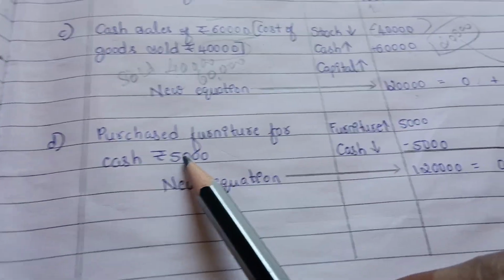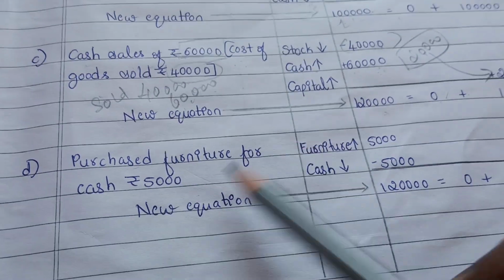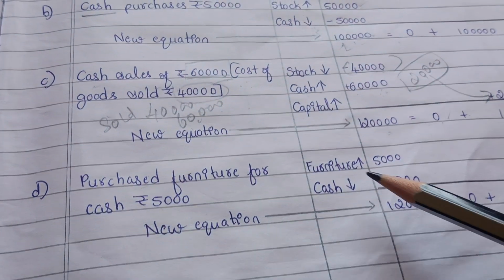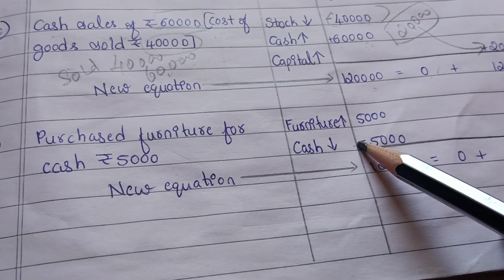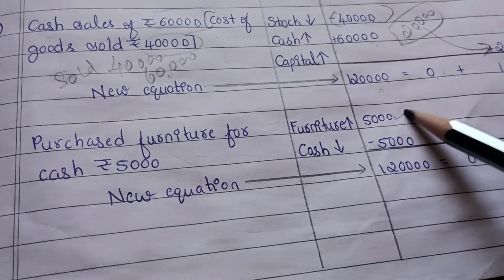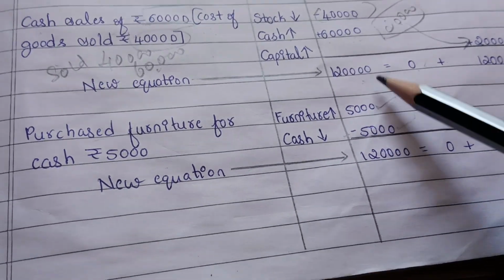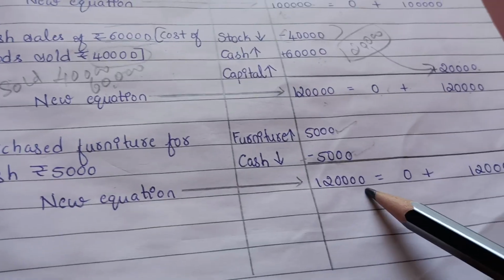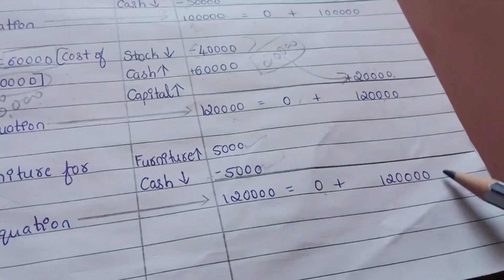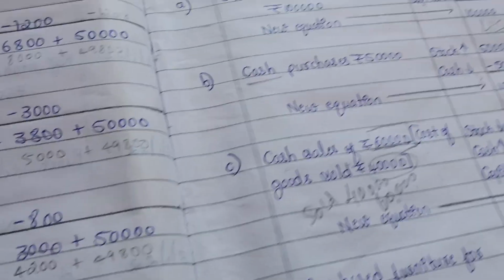The third transaction will be purchased furniture for cash, rupees 5,000. Again the firm is purchasing furniture by paying some cash. So increase in furniture, decrease in cash. So worth of furniture is 5,000 increase, cash is decreasing 5,000. So 1 lakh 20 plus 5, 1 lakh 25 minus 5 is 1 lakh 20, is equal to 0 plus 1 lakh 20. So LHS is equal to RHS.